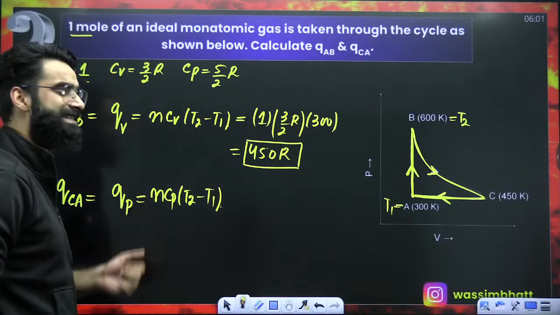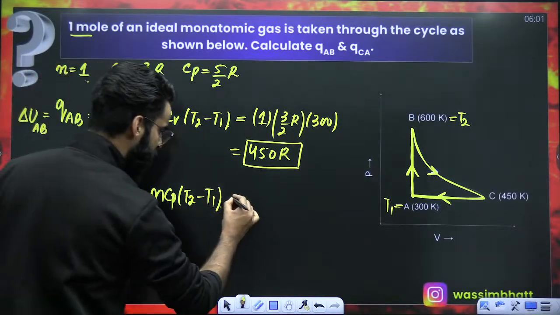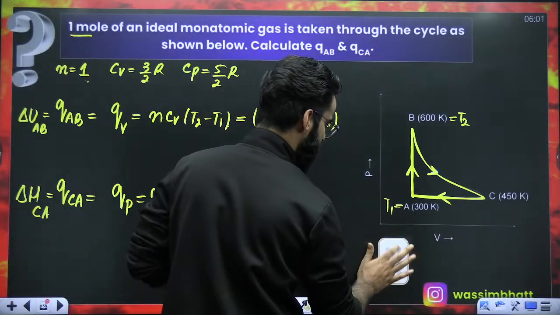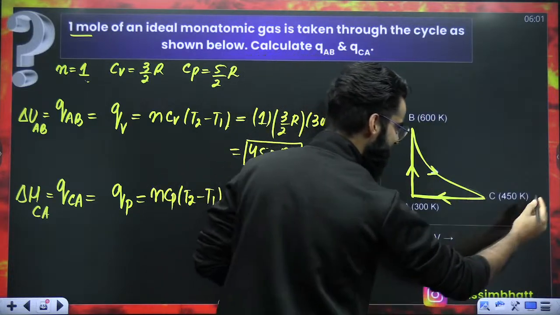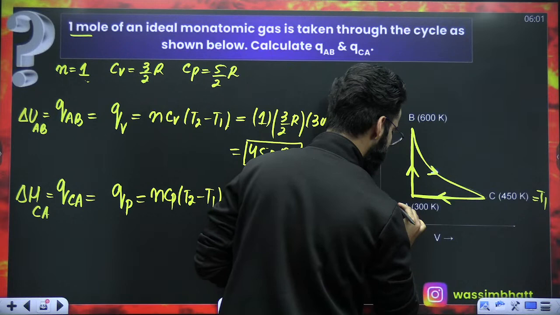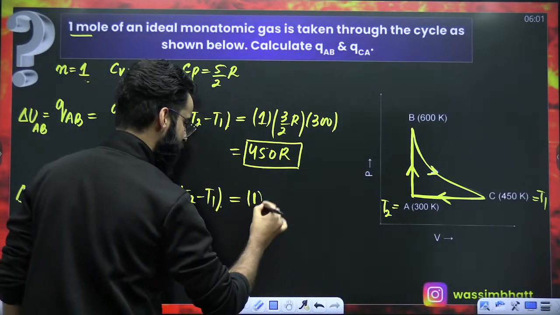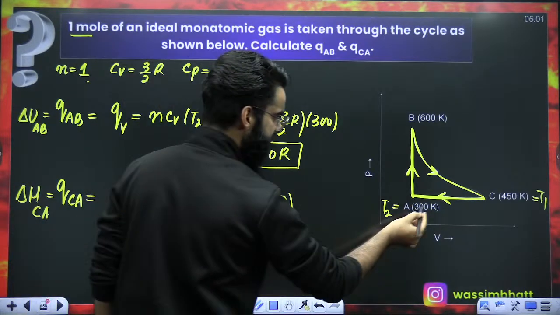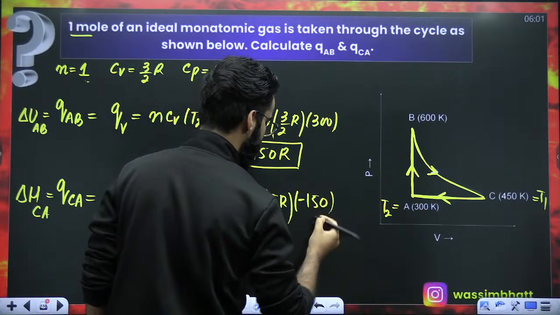Now talk about the process CA. Q for the process CA will be calculated through nCp(T2 minus T1). During the process C to A, this is the initial temperature and this is the final temperature. Now, n value, you know that's 1. Cp value, that's 5 by 2R. And it has to be T2 minus T1. This is T2, this is T1. So 300 minus 450. The value comes out to be minus 150.